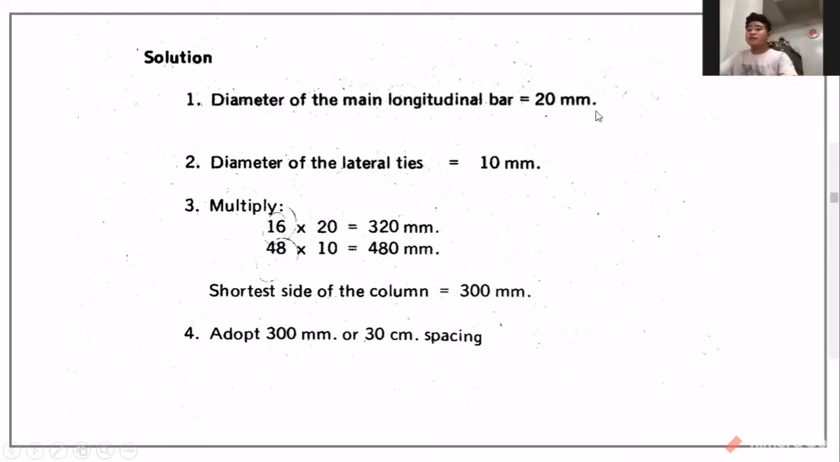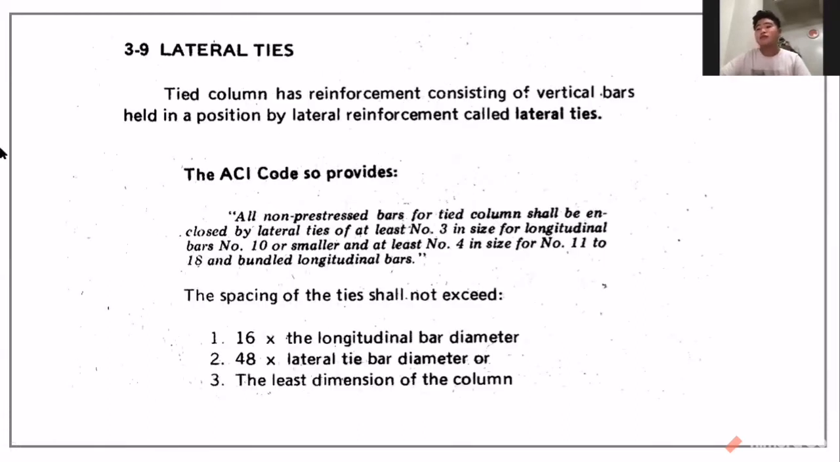So this is the diameter of our longitudinal bars, and for the lateral ties, this is our diameter. So we will multiply 16 by 20 millimeter. So we have 320 millimeter. This is the one I mentioned here. The longitudinal bar must be multiplied by 16.